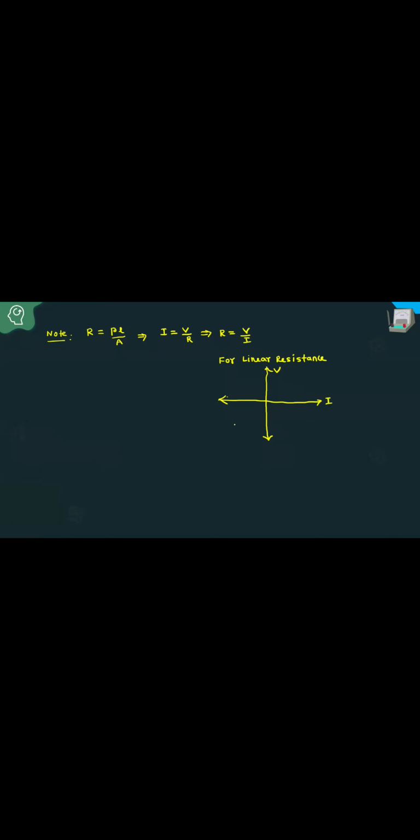the characteristic is like this. You find the slope. The slope gives the resistance, R equals V by I. This remains constant. If it remains constant, then V is proportional to I. If V increases, I also increases. This is for linear resistance. Most resistors are linear resistors; some resistors have non-linear characteristics.